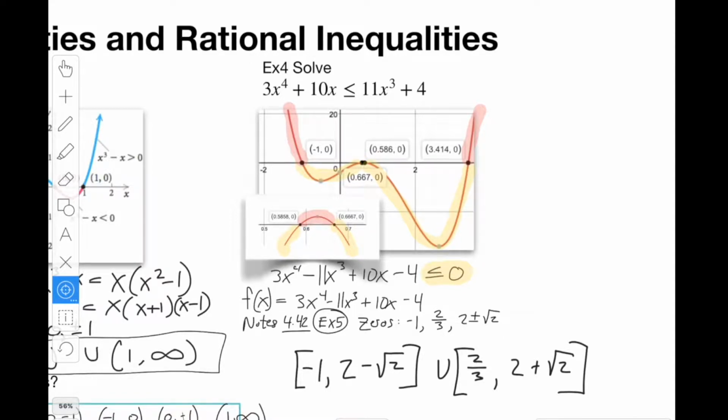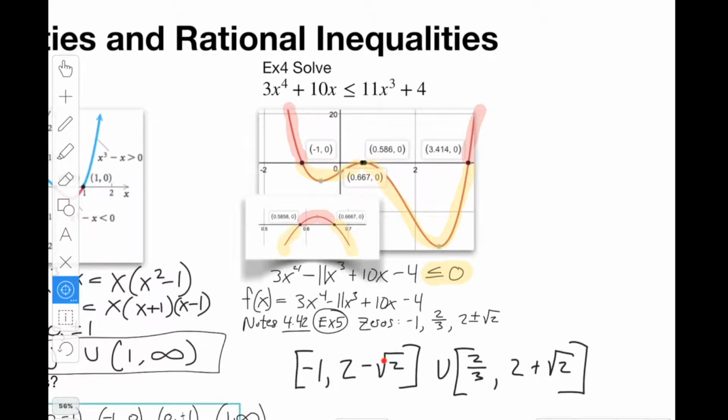And so you have to figure out, for which of these intervals is it going to be less than or equal to 0? And it's less than or equal to 0 on this interval and this interval, which goes from negative 1 up to 2 minus the square root of 2. And then from 2/3, you can see it's 0.6667, 2/3 all the way up to 2 plus the square root of 2, which is over here.